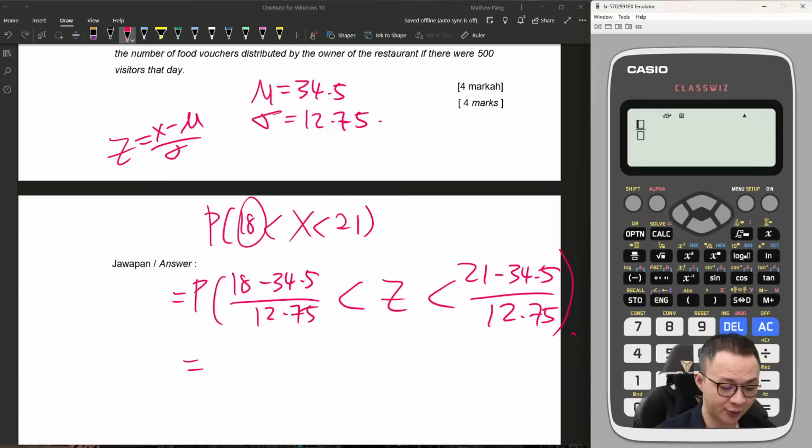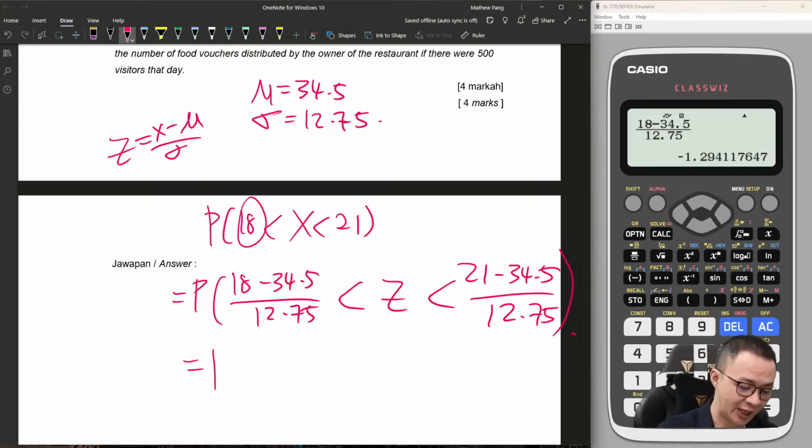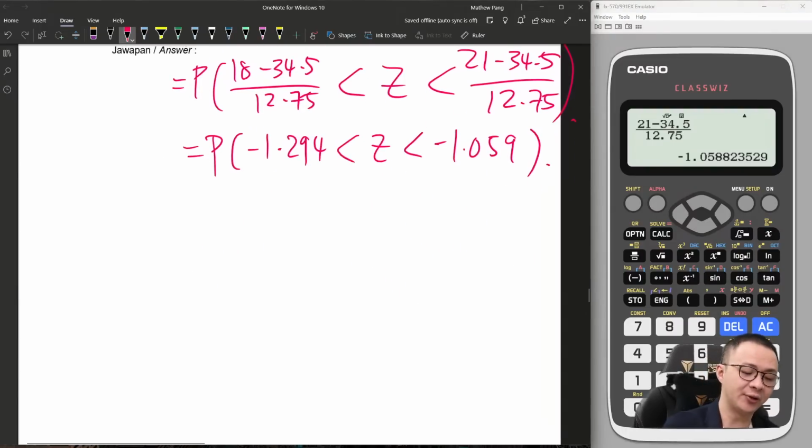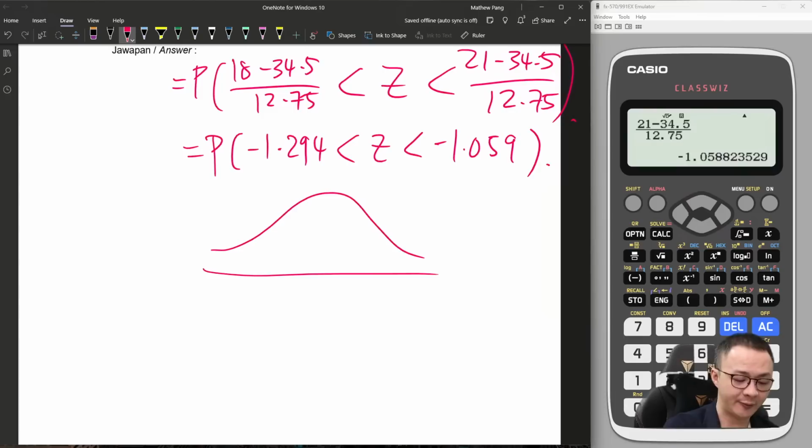Okay, so let's do it. 18 minus 34.5 over 12.75. I would take maybe 2 to 3 decimals. 3 decimals should be okay. And this one is 21. So I just change this number to 21. Negative 1.059.